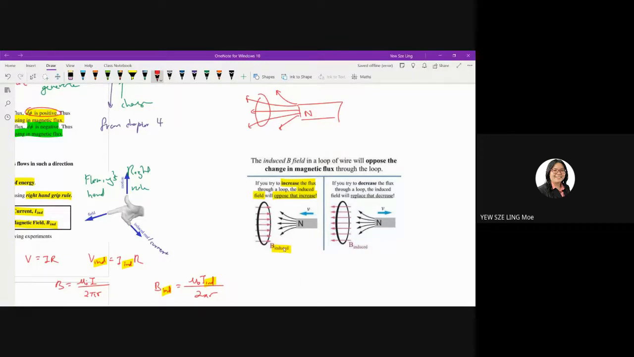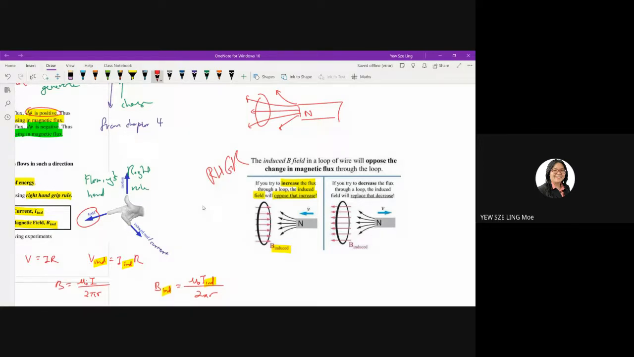So by using this induced B, you will then be able to determine the direction of the induced current by using your right-hand grip rule. Okay, ini untuk right-hand grip rule punya. This is for the right-hand grip rule. Kalau kamu guna Fleming's hand, then you are just looking at the normal field. You are not looking at the induced magnetic field, but the normal magnetic field. Now this one, the one that I'm explaining, is for induced magnetic field. It's for the right-hand grip rule.